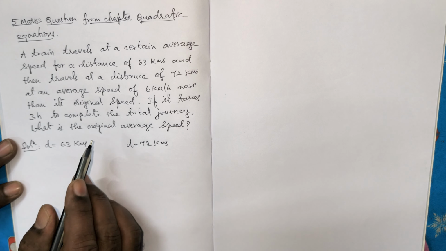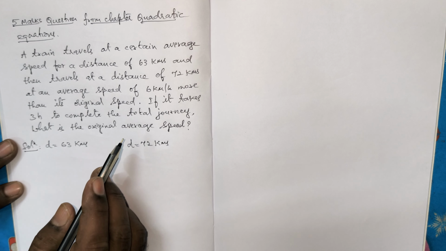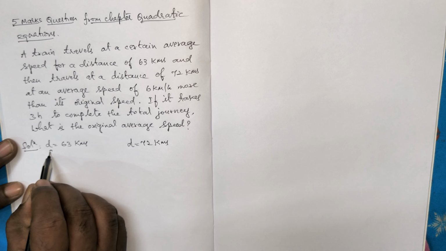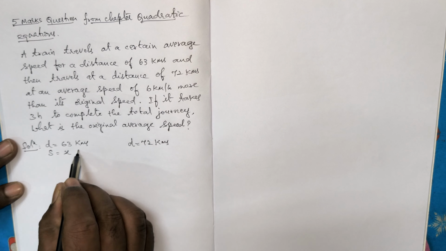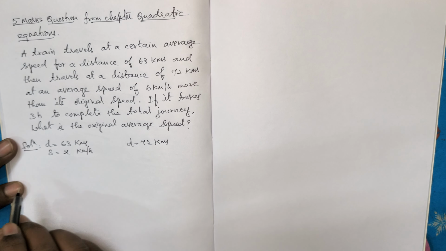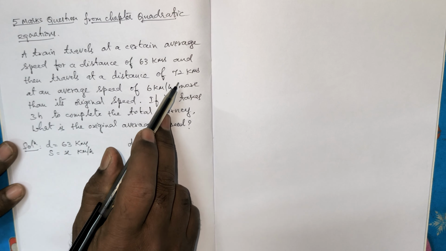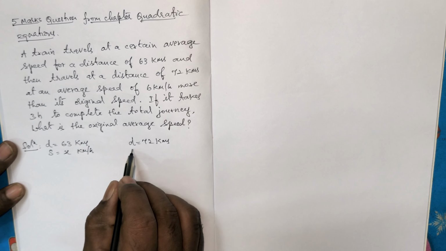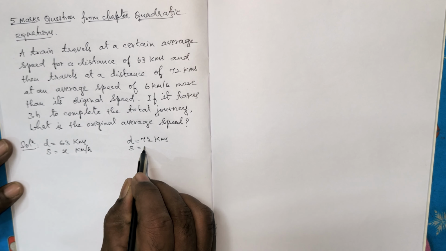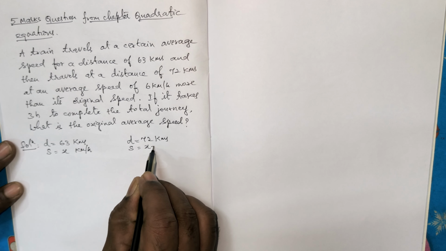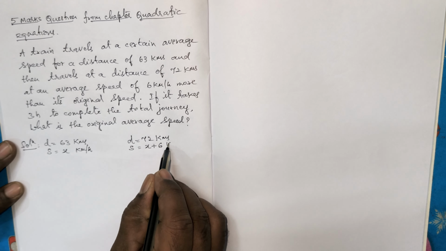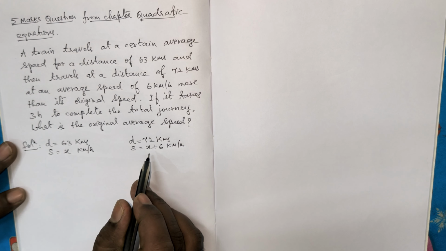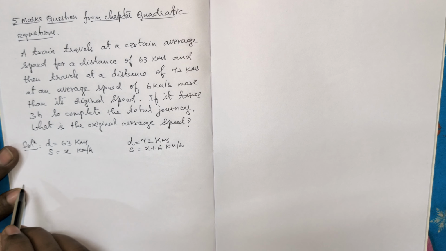The train travels at a certain average speed that we don't know. So let us take it as x, let it be x kilometers per hour. Now, while traveling a distance of 72 kilometers, its speed is 6 kilometers per hour more, he is saying. So the original average speed is x, and 6 kilometers more means we have to add 6 kilometers per hour to x. So this is the speed while covering a distance of 72 kilometers.